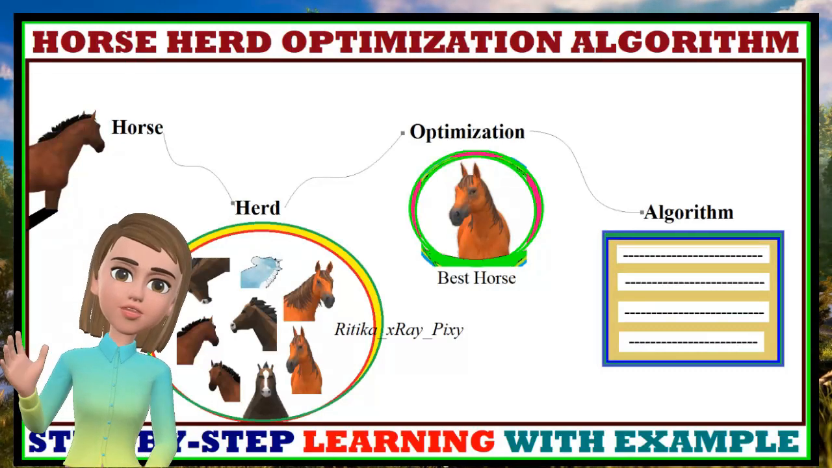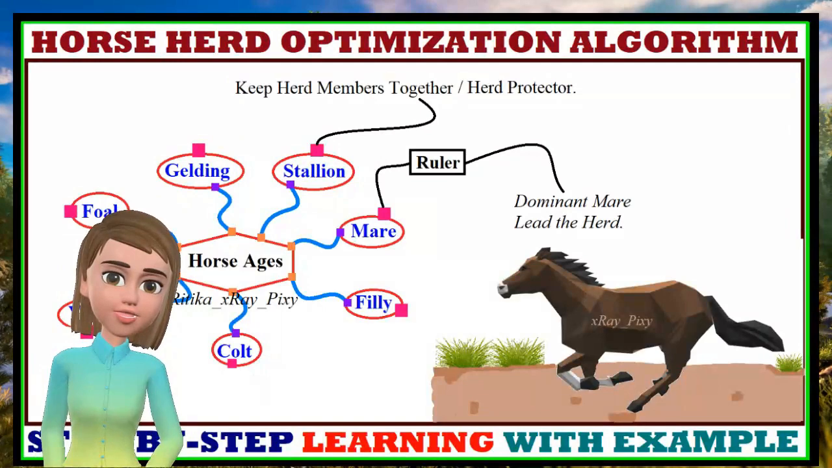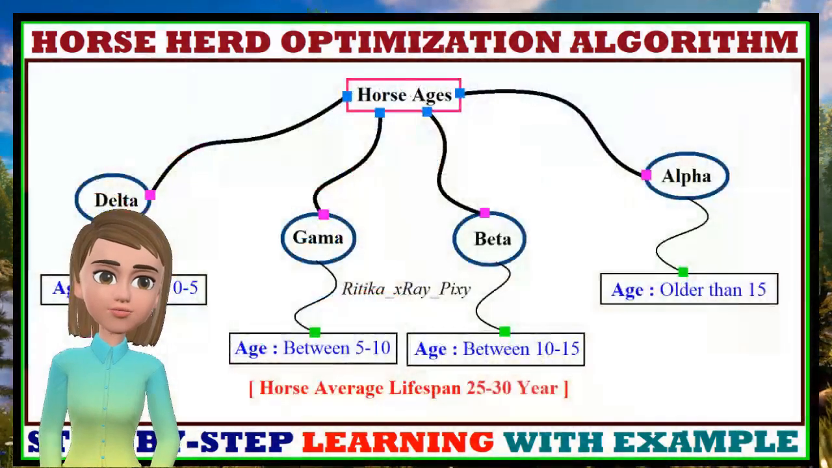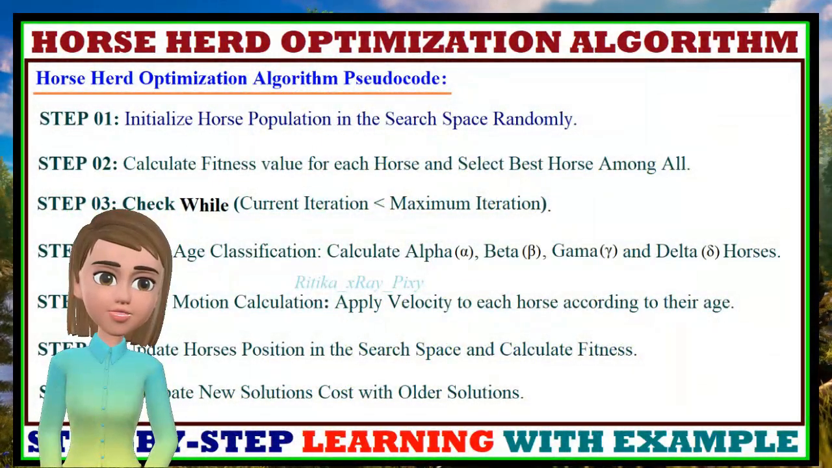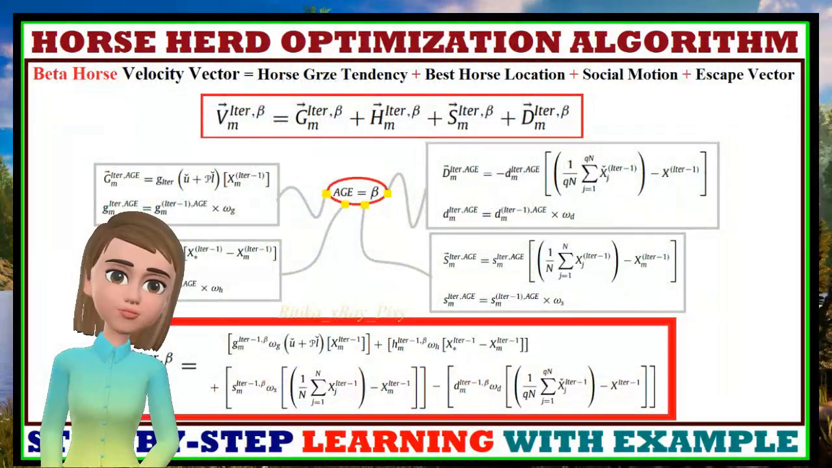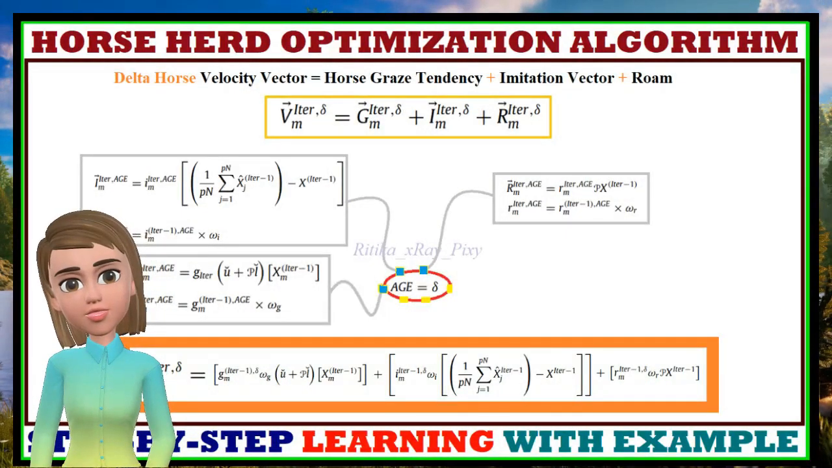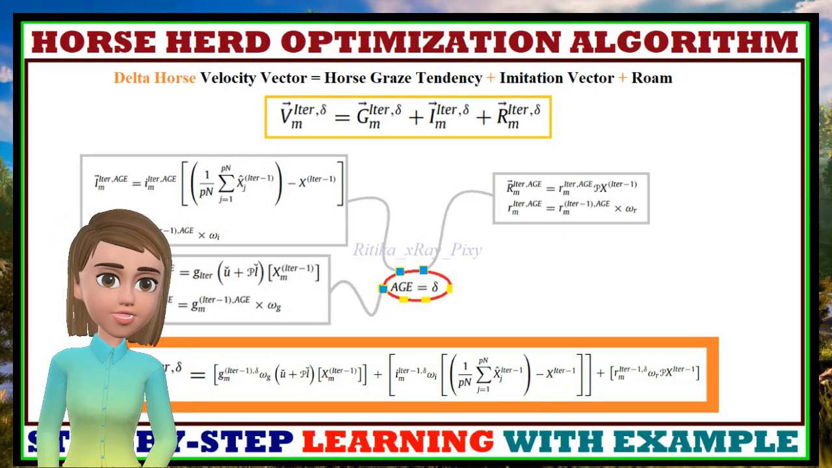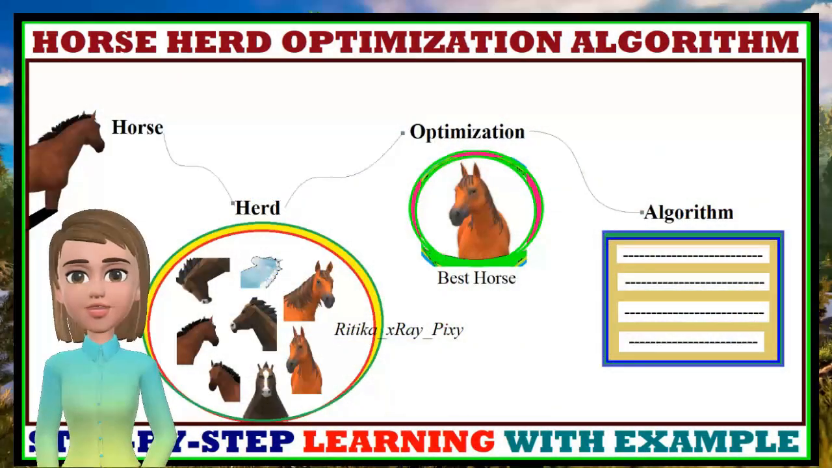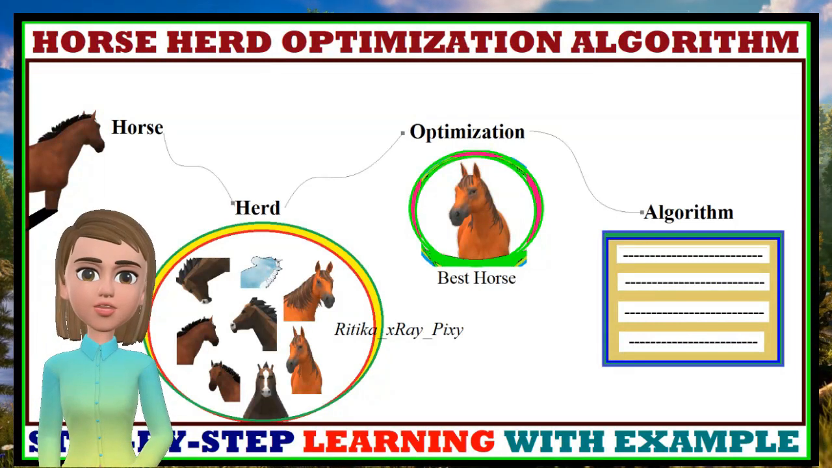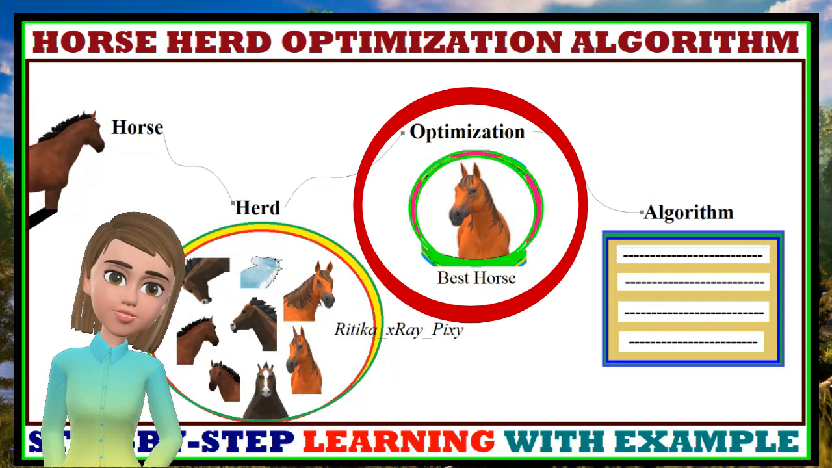This video is based on the horse herd optimization algorithm. In this video, we will try to understand what this algorithm is all about, how it is working, various steps used in this algorithm, mathematical models to update horse position in the search space, different velocity vectors for the horses according to their age, and a flowchart for this algorithm. In the end, the best horse among all is considered as the optimal solution for this algorithm.